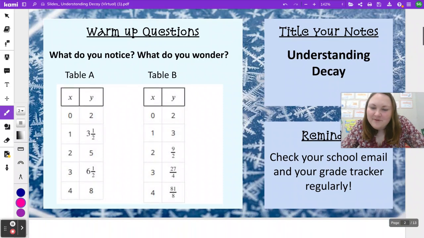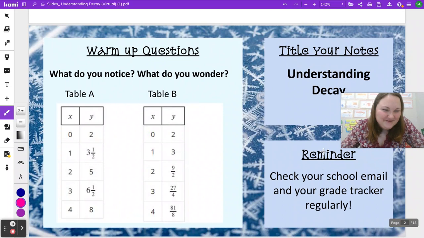All right. Before we jump into that warm-up question, I do want to point out the reminder over here to make sure you are checking your school email and your grade tracker regularly. The school's expectation, especially if you're a virtual student, is that you are checking your school email every single day, since that's one of the main ways your teacher and school staff will communicate with you.